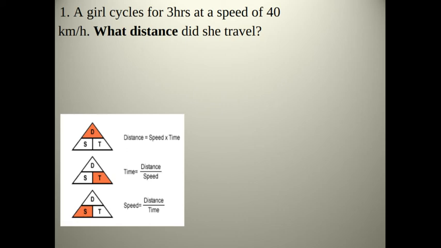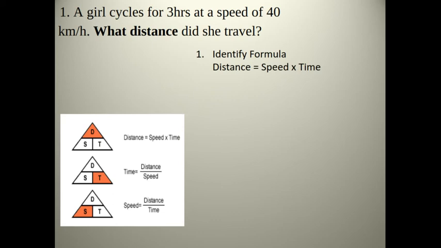All right, so here, number one, a girl cycles for 3 hours at a speed of 40 kilometers per hour. What distance did she travel? Distance, if you go back to that other slide, is speed times time. Well, the speed is 40 kilometers per hour. The time was 3 hours. What distance did she travel?